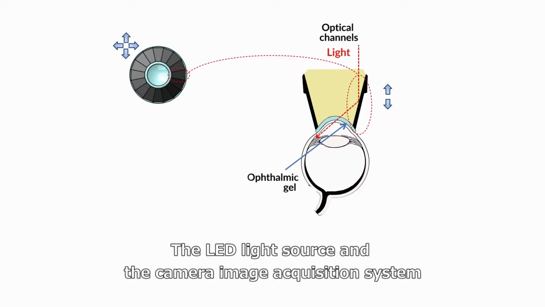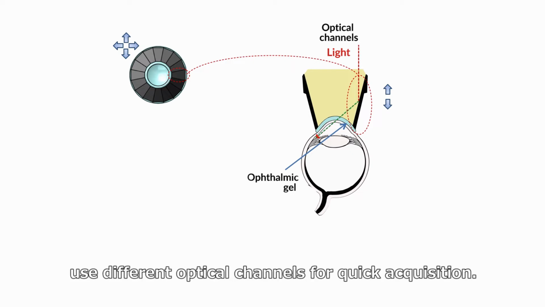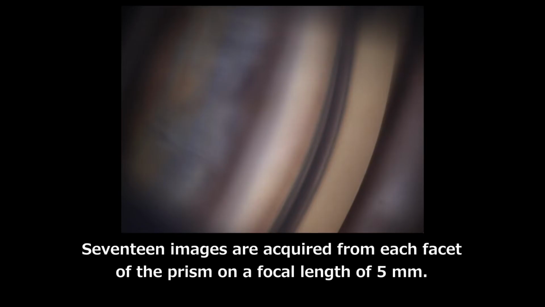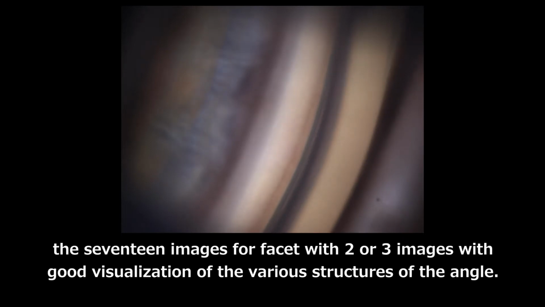The LED light source and the Sony camera image acquisition system use different optical channels for quicker acquisition. 17 images are required from each facet of the prism on a focal length of 5 mm. And here we can see in slow motion the 17 images for a facet, with 2 or 3 images with a good visualization of the various structures of the angle.